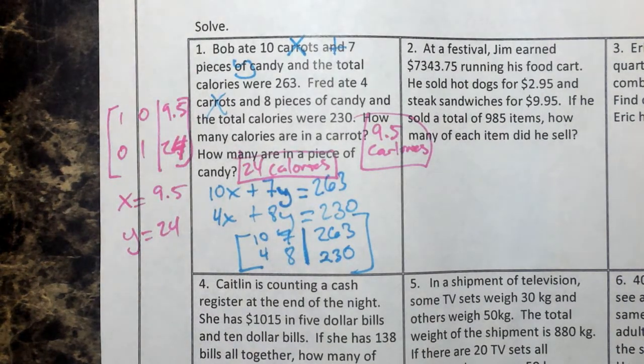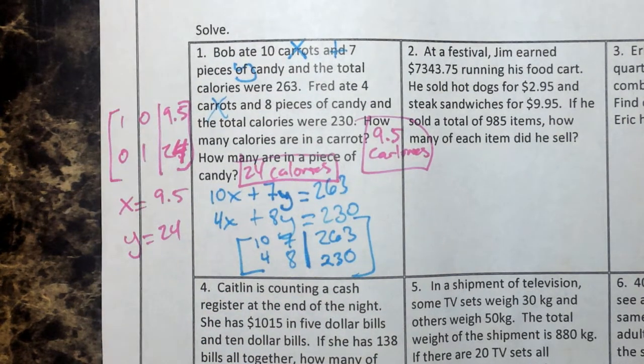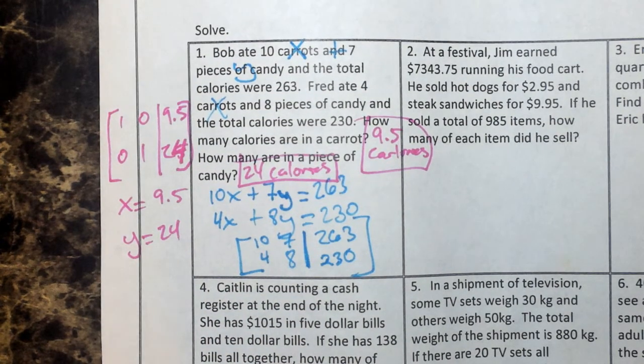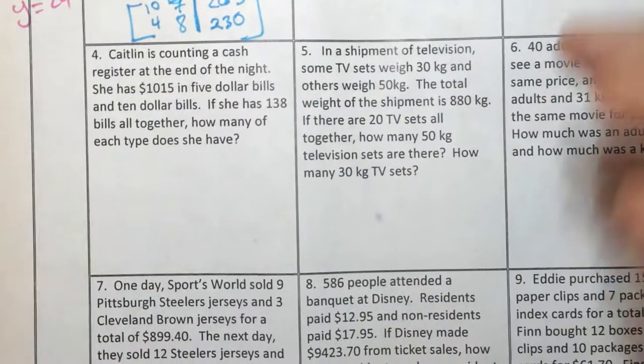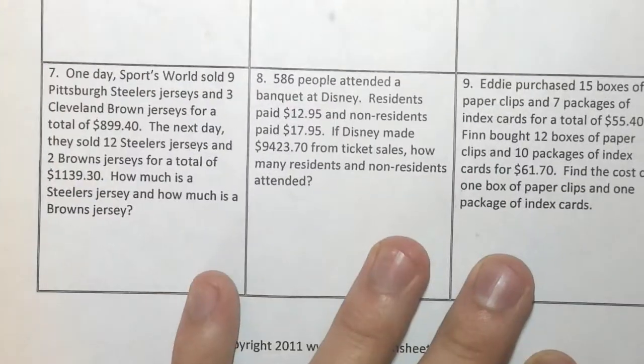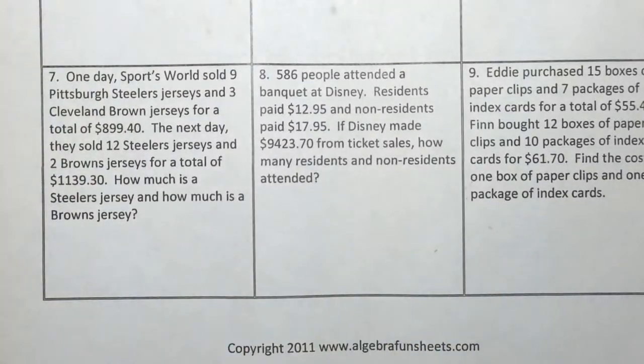The harder ones to set up are those two total problems that I talked about. Let's see if I can find one of those real quick. Ooh, I found it. Number 8. That's the one I want right there. This is going to be a two total problem.